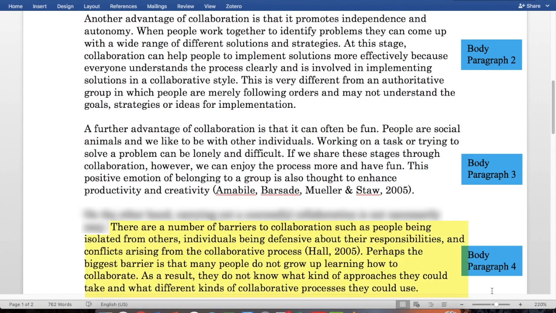There are a number of barriers to collaboration, such as people being isolated from others, individuals being defensive about their responsibilities, and conflicts arising from the collaborative process. Perhaps the biggest barrier is that many people do not grow up learning how to collaborate. As a result, they don't know what kind of approaches they could take and what different kinds of collaborative processes they could use. Okay, so that's the supporting information, and I just want to give you 3 possible topic sentences and try to choose one of those, which is the most appropriate.